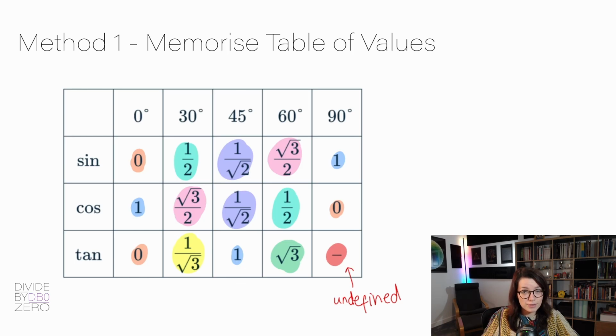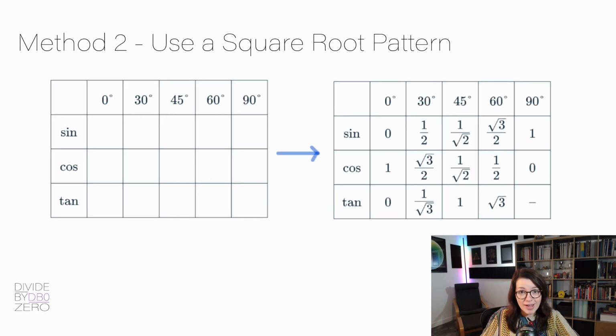For example, the values for cos are just the exact same values for sine, but reversed. There are also zeros and ones on each row, and the same numbers 1, 2, and 3 appear in all of the fractions. Method 2, use a square root pattern.